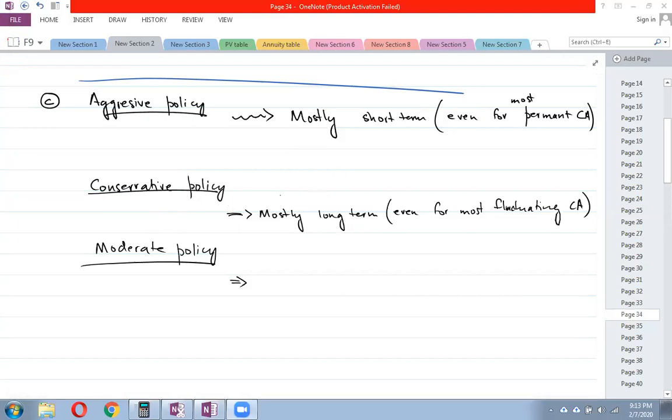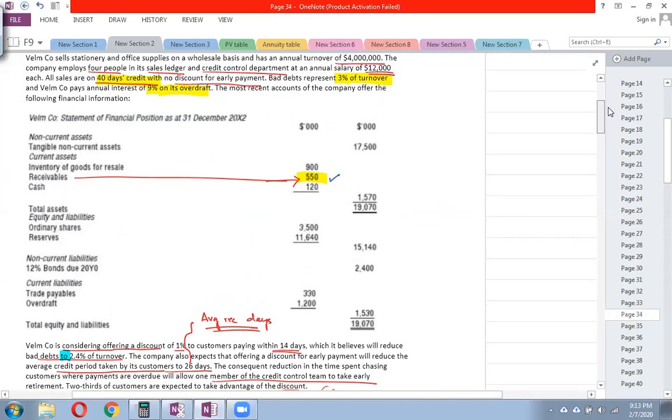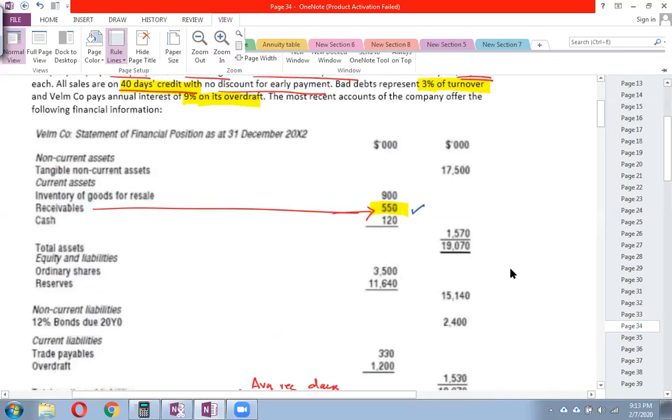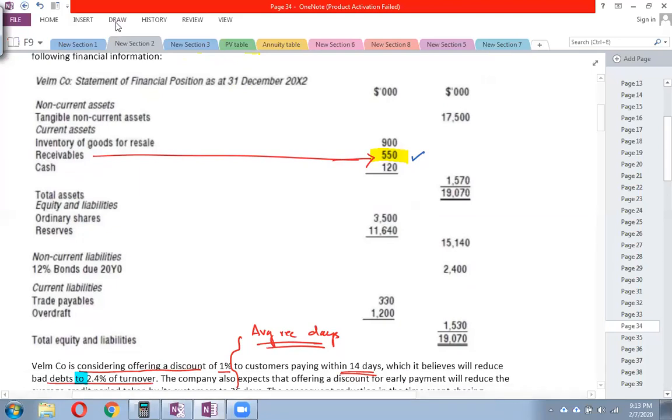But now which policy is followed by Velmco? That's the question, right? So let's open the balance sheet and let's see what we can see in the balance sheet. Watch it very carefully. We can see here that our total assets are here and the total equity and liabilities are here, right? So that's the sources of finance, and this is where we use our money.